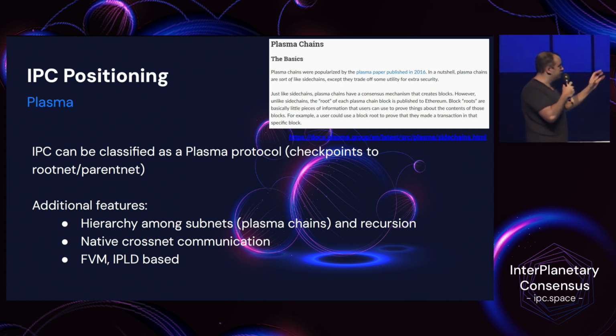So IPC is probably closest in this picture to Plasma, but what you get additionally, similarly to sidechains, is this hierarchy. So basically the fact that you can go recursively deep to L3s and so on, and this is important for gaming and other use cases as we discussed and as we will discuss today. You get native cross-net communication, and you get the fact that it's based on FVM and IPLD. So just a short takeaway from this presentation: in its current state, compared to the Ethereum ecosystem, IPC is closest to Plasma.